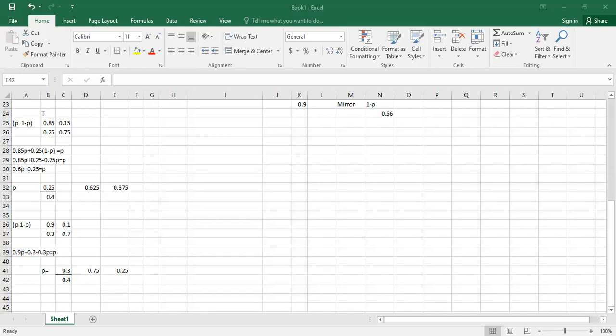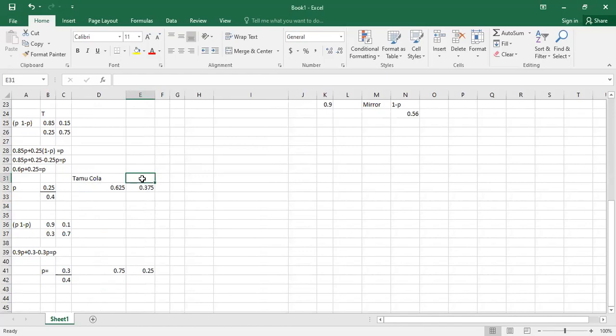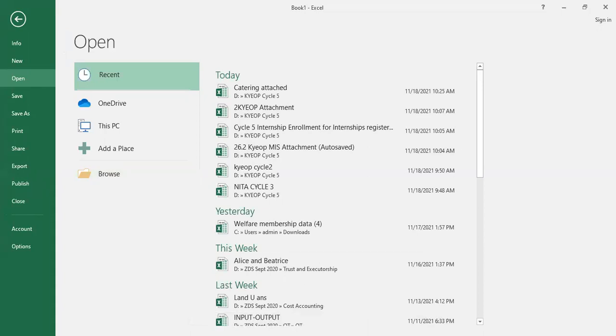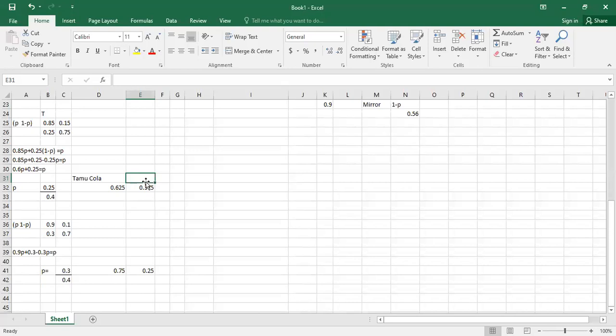We are looking for Tamukola, isn't it? Not the others, Tamukola. Because the question is not comprehensive, we'll be taking this as Tamukola. Then the other one is others. So that we look at the profitability of Tamukola.